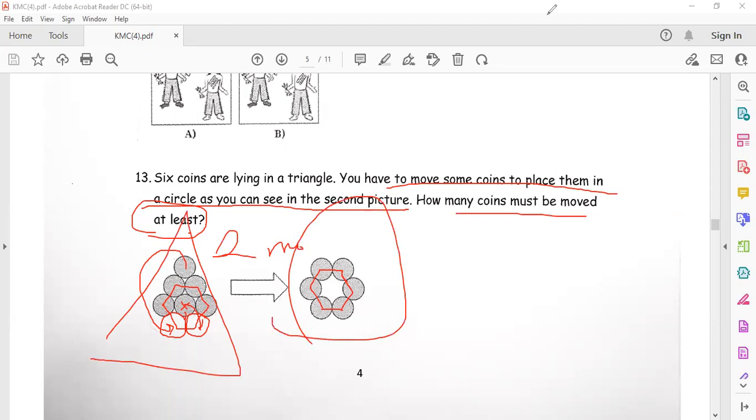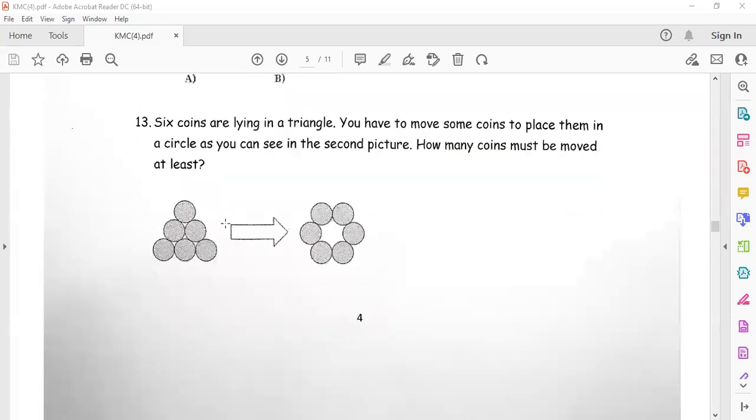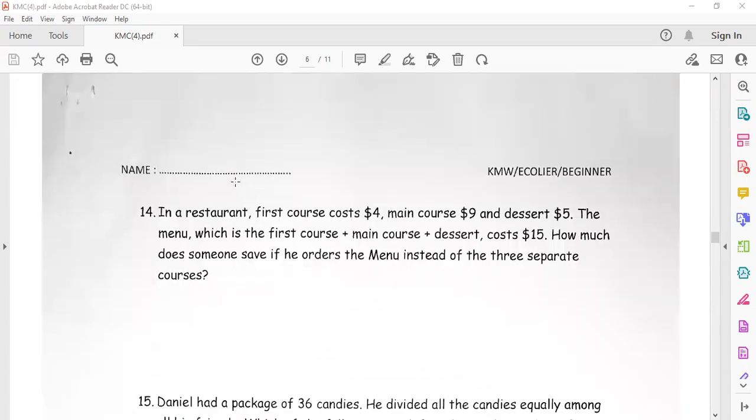Well, guys, try this out at home with your coins. Choose the same level or same type of coins and try it out. Okay, so let's move on to question number 14. In a restaurant, first course means like the first meal. It costs $4. Second or the main course is $9 and the dessert is $5. The menu, which is the first course plus the main course plus the dessert, costs $15.